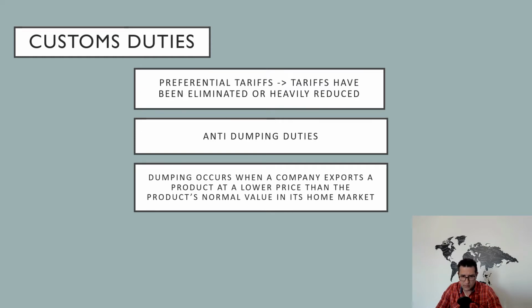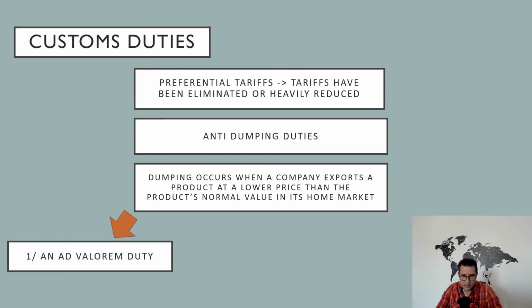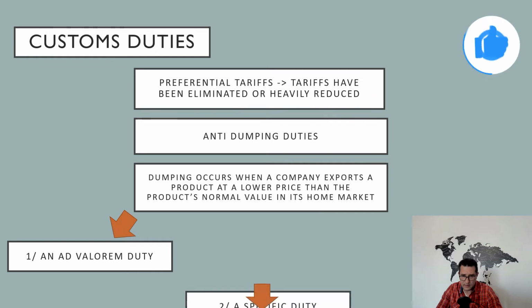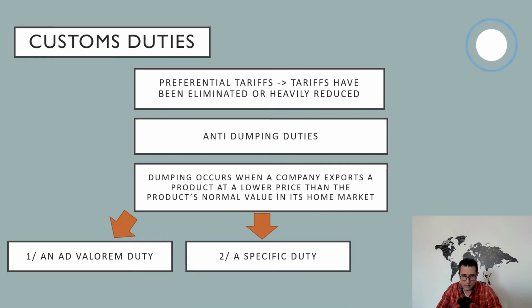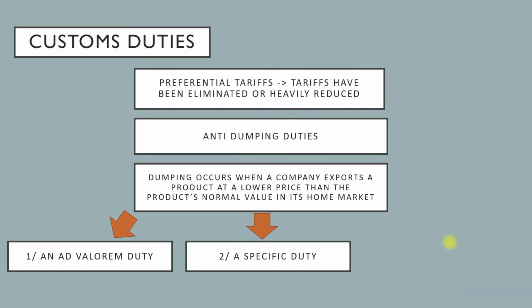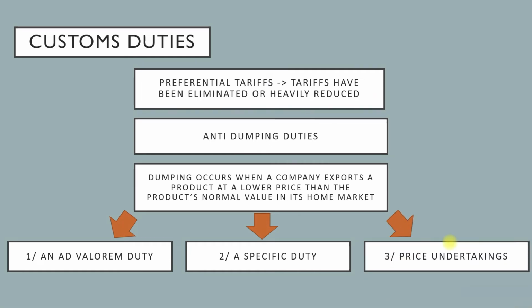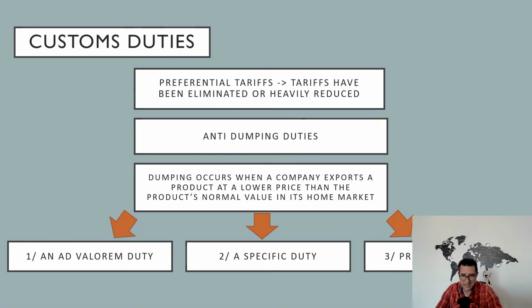Now coming back to the anti-dumping duties, this measure can take one of the following forms. We have an ad valorem duty, which is taxed according to the value of the transaction. We have a specific duty, a tax per specific amount of the product. Or the third option could be price undertakings, where the exporter agrees to sell its product at a minimum price.